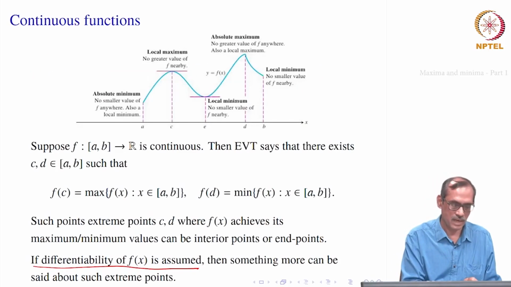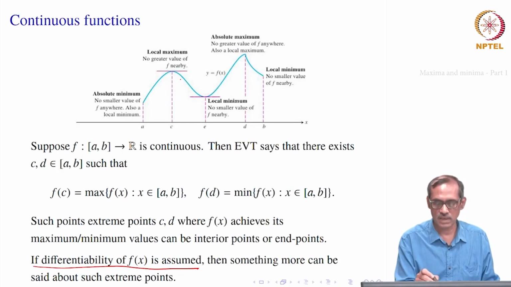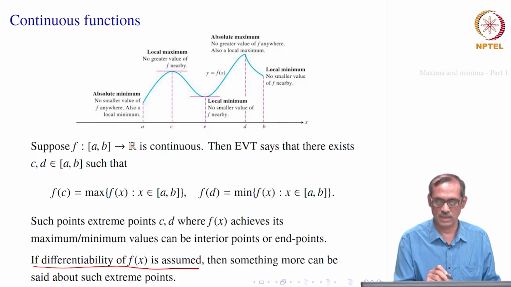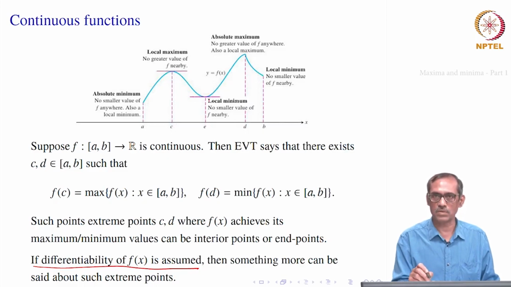That is what we have seen in the last picture. At c, we have a local maximum, and we see that the tangent to the curve at that point c is horizontal. At e, we have a local minimum and there also the tangent is horizontal, which means f prime at those points is 0. It is differentiable, and they are interior points.